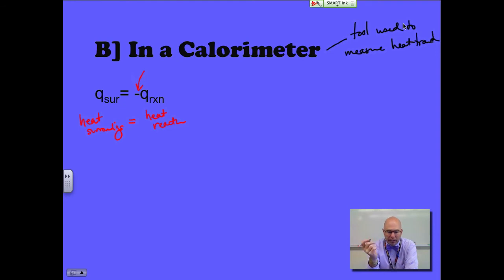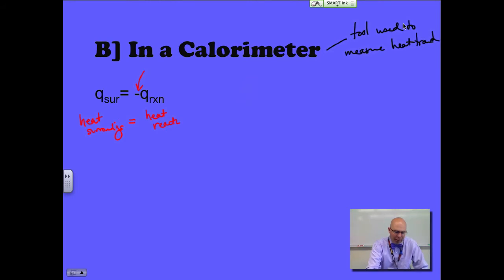I always do a little analogy. If I take out a $20 bill and give it to someone, I'm going to be minus 20, someone else would be plus 20. So it's the same type of thing with heat. If you have a reaction taking place and you put something in, whatever heat is being released is going to be the same that the surroundings gets. Okay? So let's take a little bit more detailed look at this.